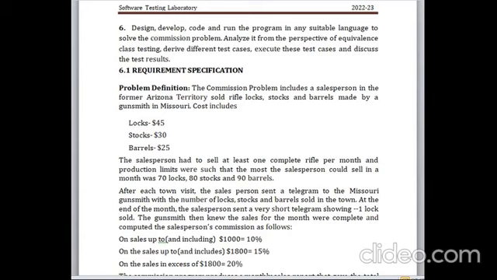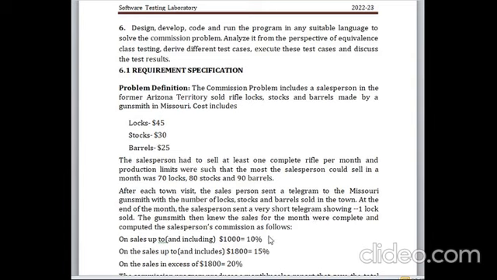So before writing the program, definitely we need the requirement specifications. We already know the commission problem: a salesperson in the Far West territory sold rifle locks, stocks, and barrels made by a gunsmith. The cost of a lock is 45, stocks 30, barrels 25. The salesperson had to sell at least one complete rifle per month, and the production limits were such that the most a salesperson could sell in a month is 70 locks, 80 stocks and 90 barrels.